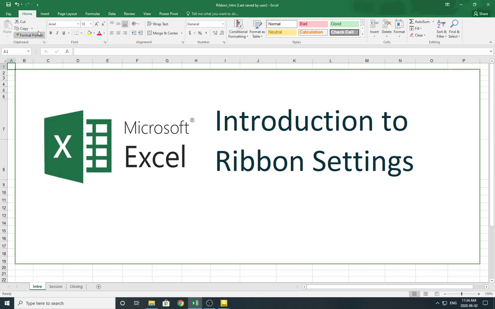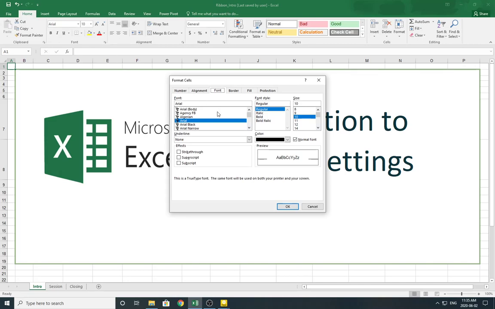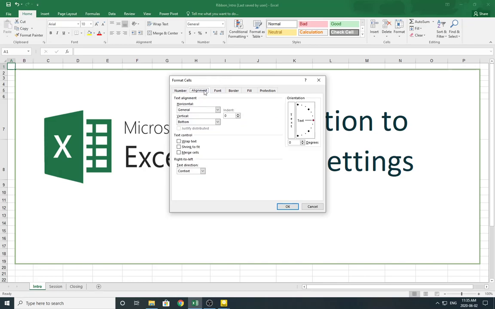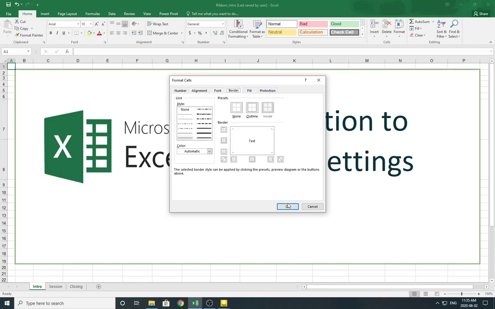So the first group here is Clipboard. Then we have Font, Alignment, Number, Styles, Cells, and Editing. These are the Home groups of commands, and you can extend to more commands if you click on the down extension here, and you are able to choose your different options, for example, for the number, format cells, or alignment, font, border of table, and so on.